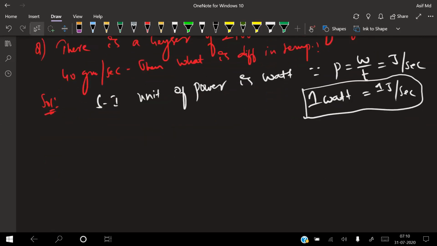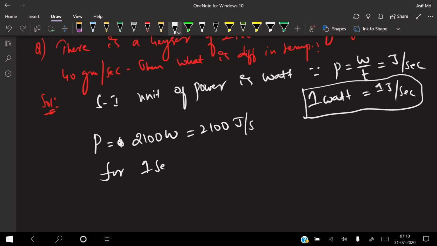What is the power given in the problem? Power is given as 2100 watt, that is nothing but 2100 joule per second. It means for 1 second, the power is 2100 joule per second. I am taking the time as 1 second.